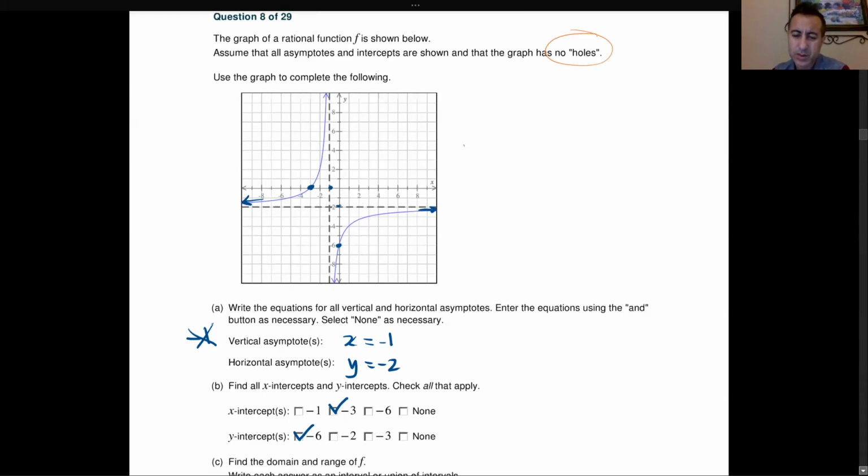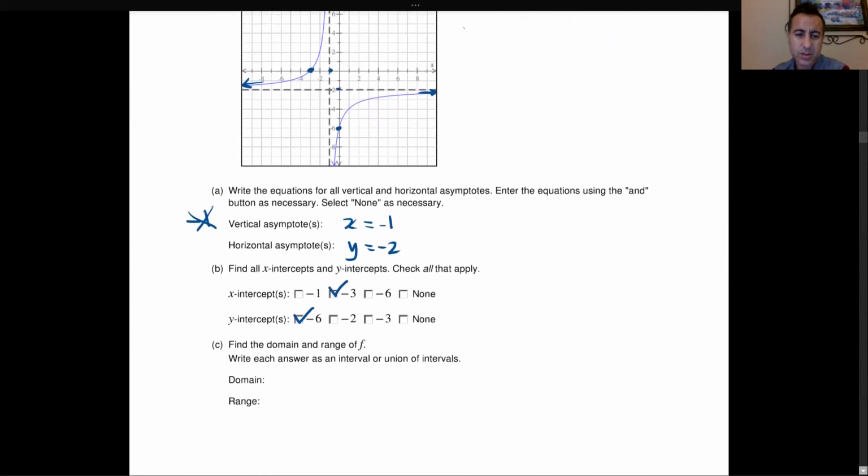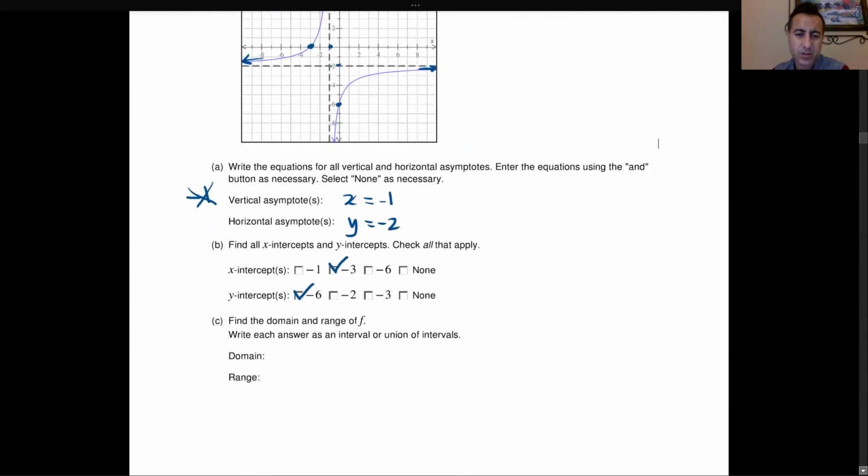And usually for many, these are not an issue. If it's confusing why brackets and parentheses, that's why we're going to use parentheses, because we're not including these values, we're excluding them. And we always do the negative infinity on the left, and positive infinity on the right, and these should have no brackets.